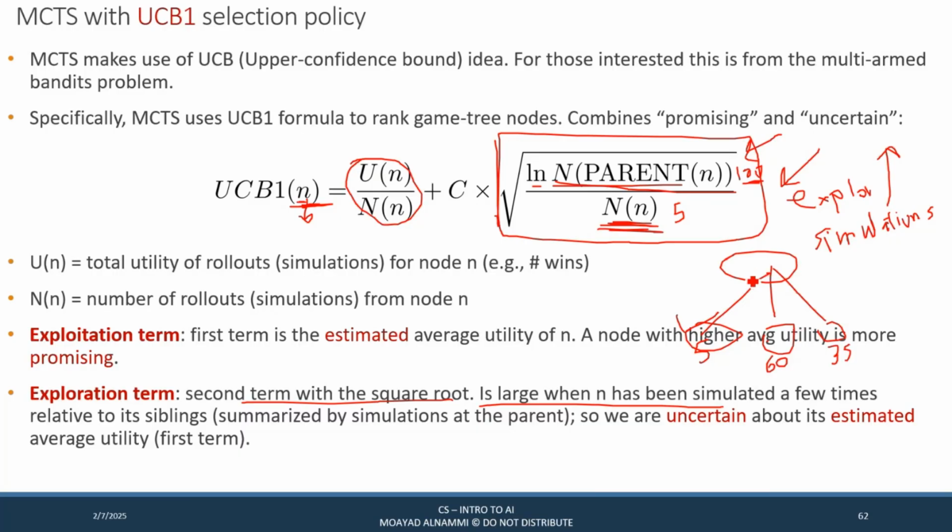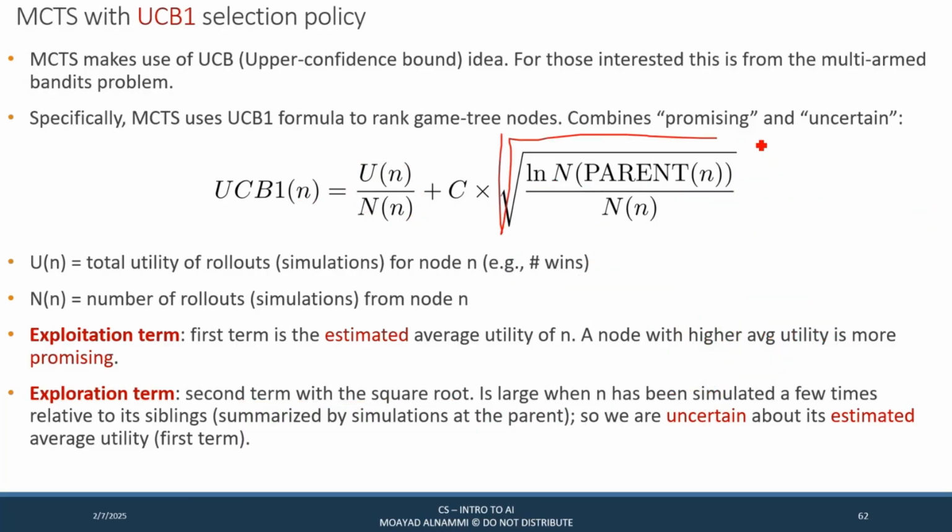So the number of simulations at the parent will be 100. For this particular game state here, what is this term here? This term will be large. Why? Because it's going to be the logarithm of 100 divided by 5. What about for this game state here? It'll be less than ln 100 over 5. It'll be ln 100 over 60, right? So the idea is that if you don't have a lot of simulations, this term will be very large.